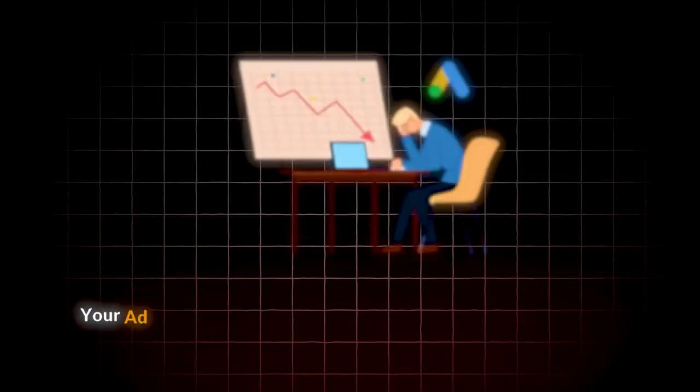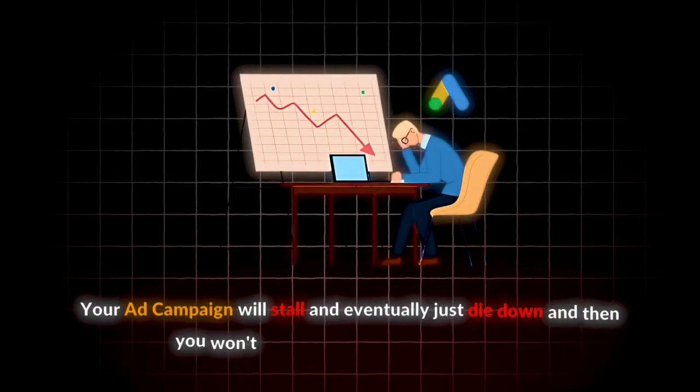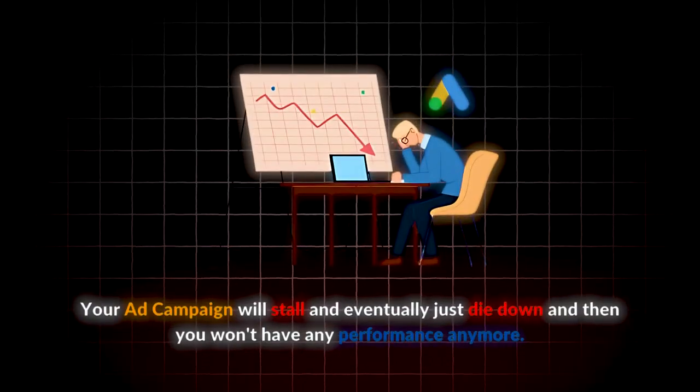The volume of clicks and the cost per click come into play here. If you give Google a super low CPA, it will be hard for them to match potential customers who meet the criteria, and then your ad campaign will stall and eventually just die down, and then you won't have any performance anymore and no leads anymore.